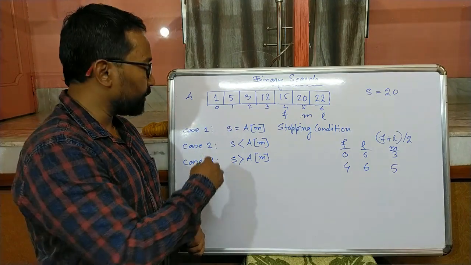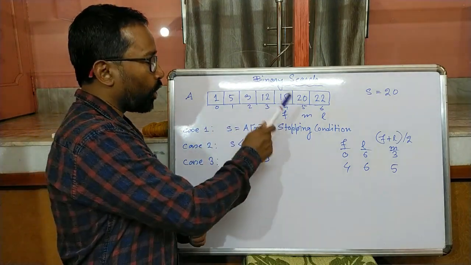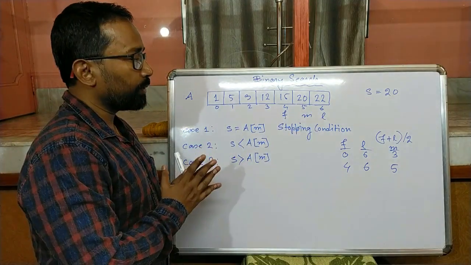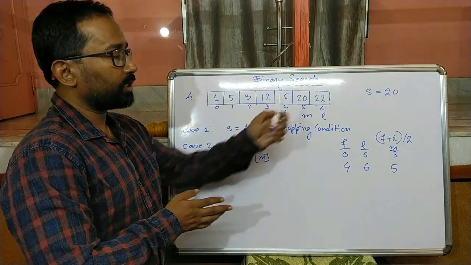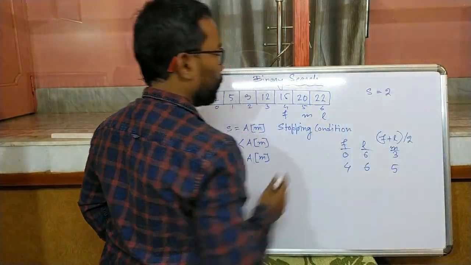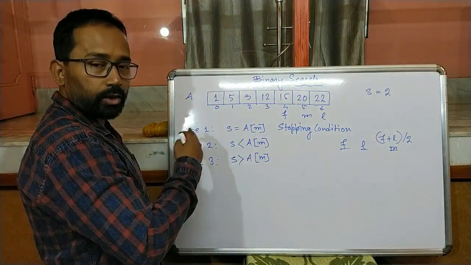In our loop, continuously we have to check these three conditions until the value is found in the array or the first index becomes greater than the last index. Now we will take another example where the search value is not present in the array. Suppose it is 2. 2 is not present in the array. So again we will go through these three conditions in a loop.